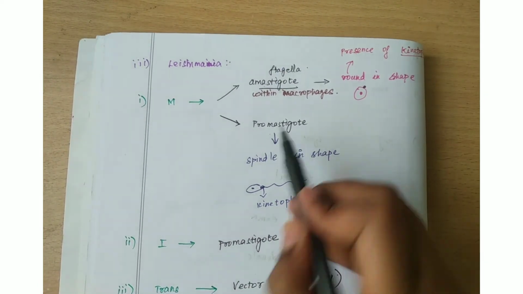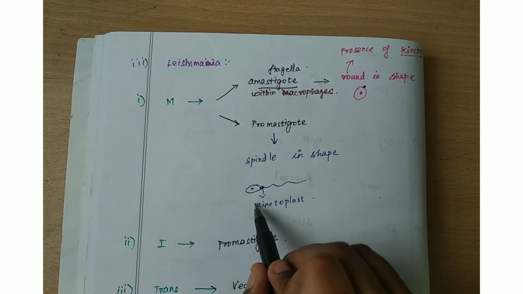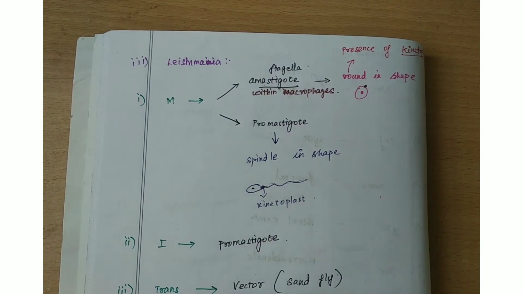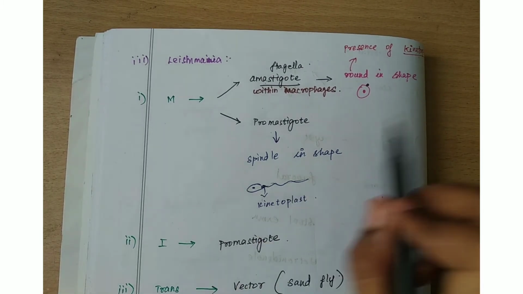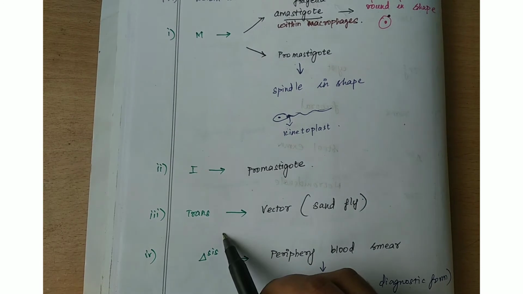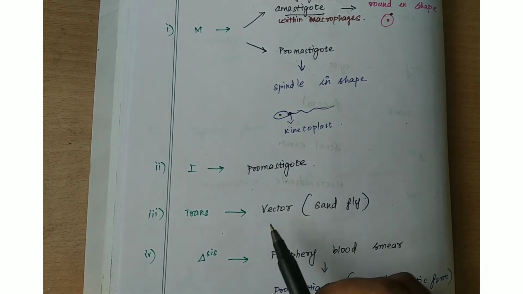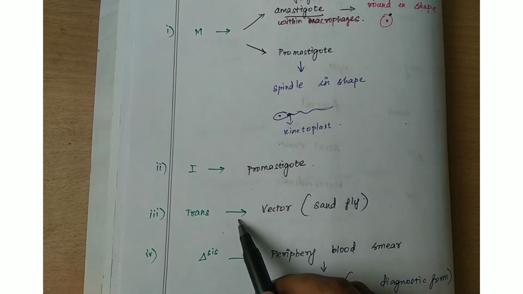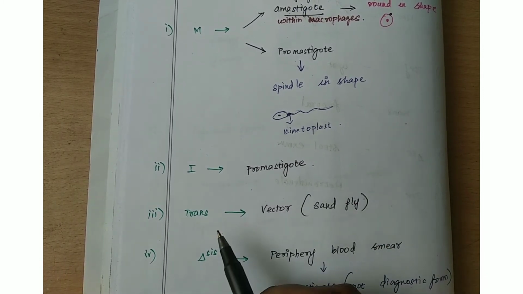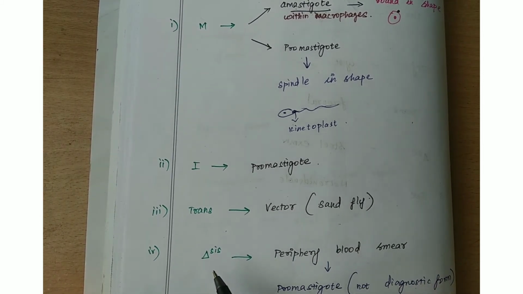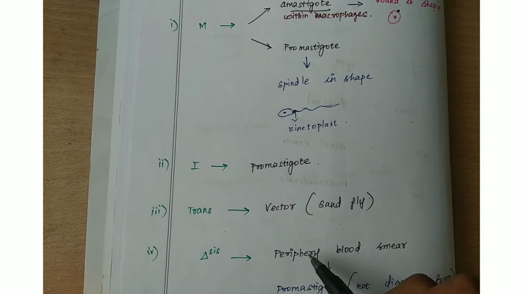And then promastigote. The promastigote will be spindle in shape. There will be a kinetoplast attached. This is the flagella. That's all. And the infectious form will be promastigote. Transmission is by vectors because it is blood and tissue. Transmission cannot be through the fecal-oral route. So from vectors the disease will be transmitted. Here the vector is the sandfly, and then the diagnosis can be done by peripheral blood smear.